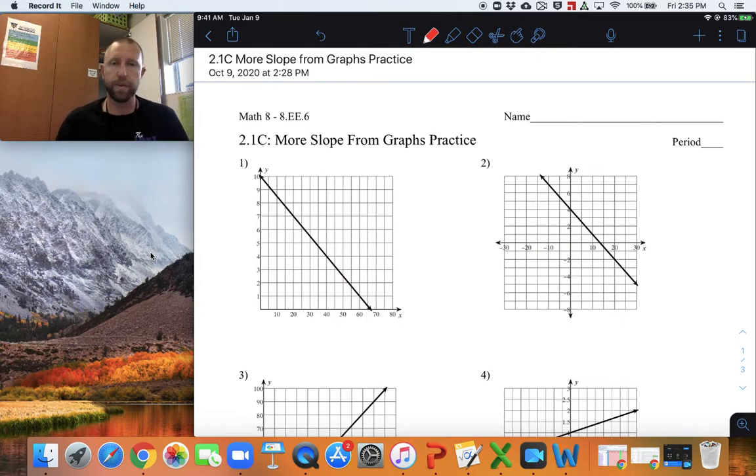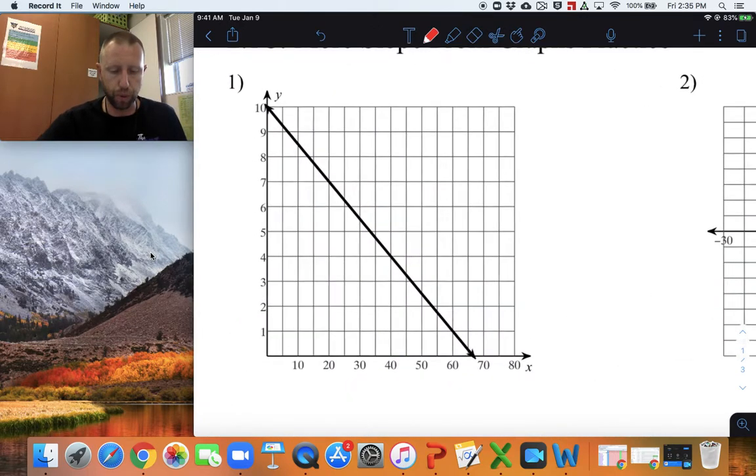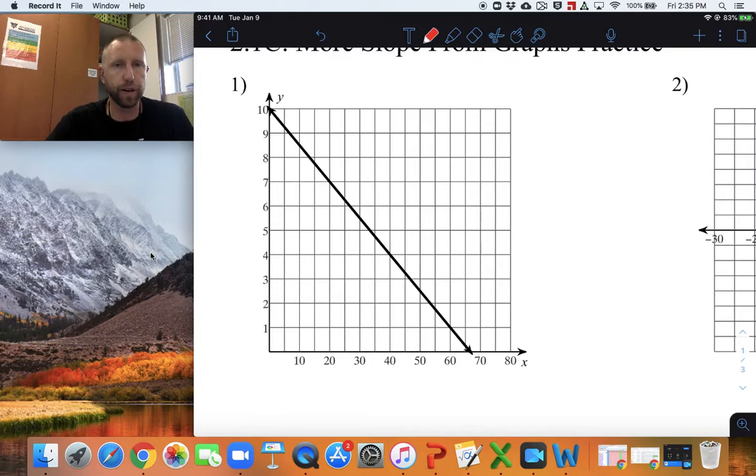So we're doing the same thing we did with the notes, right? Pick 2 points, put your rise over your run, and then look to simplify. But we just have to pay attention to what they're counting by. They're not always going to be counting by ones, okay?